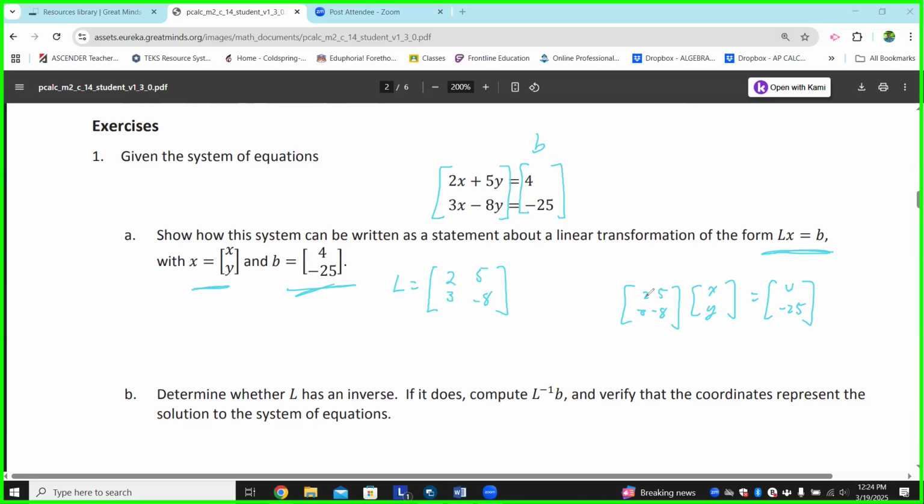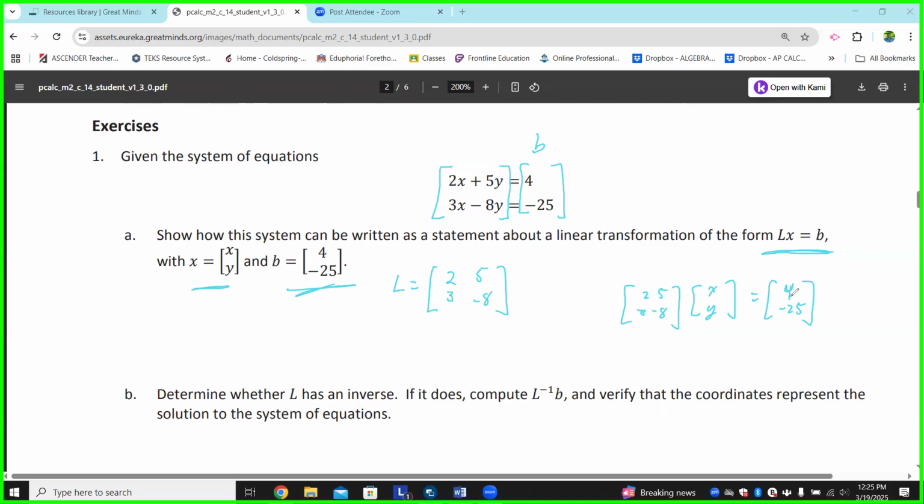Row, column. I could do 2 times X, which will give me 2X, plus 5 times Y, which will give me 5Y, equals whatever that's supposed to be, which in this case is a 4. So if you're presented with this, you are expected to be able to write it like this and then solve it like we did in the previous example. Any questions on setup? That's all you had to do on part A was the setup.